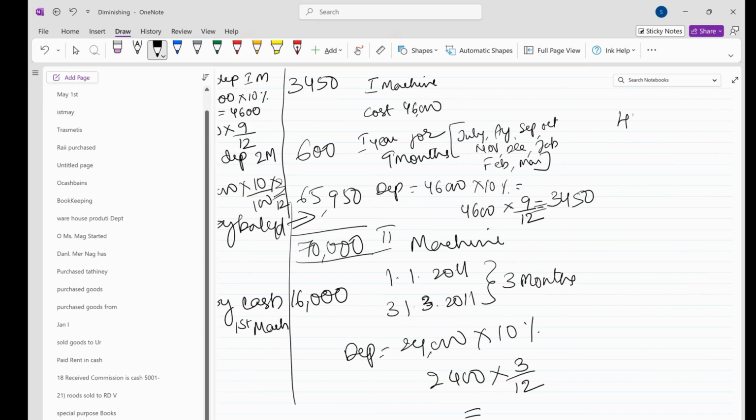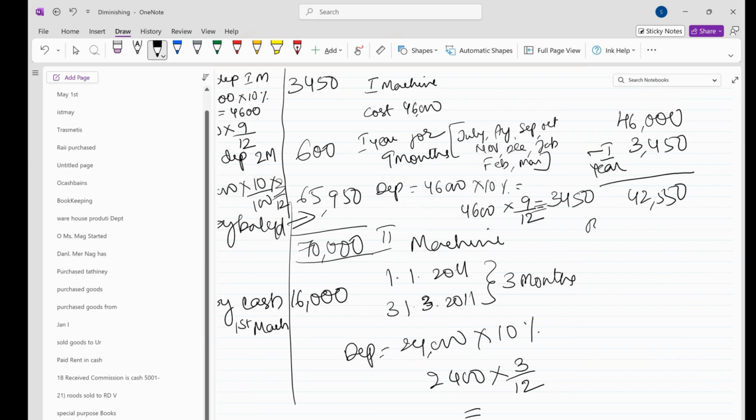46,000 is the actual cost. From that, for the first year, how much did we provide? 3,450 depreciation. 46,000 minus 3,450, so 42,550 is the balance.